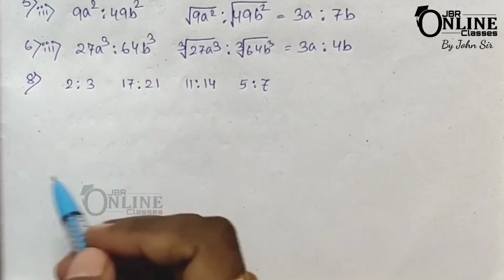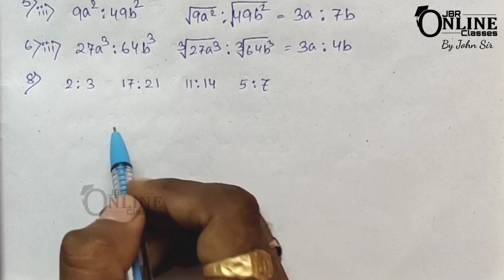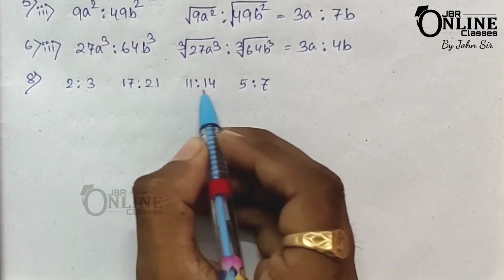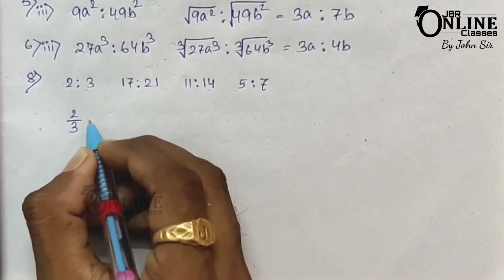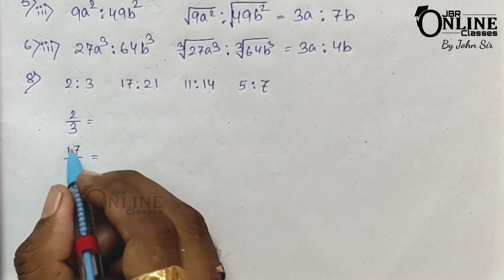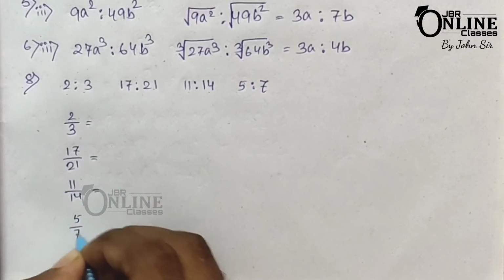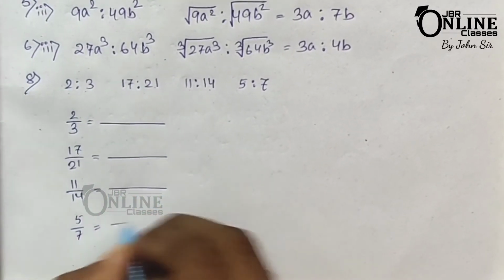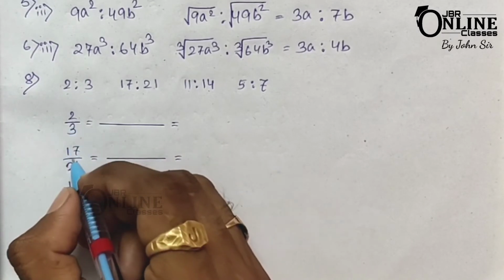Now sum number 8. In sum number 8, arrange the following ratios in ascending order of magnitude. So here the ratios are 2 is to 3, 17 is to 21, 11 is to 14 and 5 is to 7. So first you have to write down the ratios in fraction form. So 2 by 3, 17 by 21, 11 by 14 and finally 5 by 7. Okay, now next thing is you have to make the denominators of each and every fraction equal.